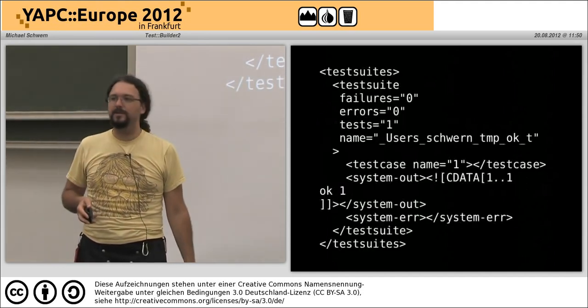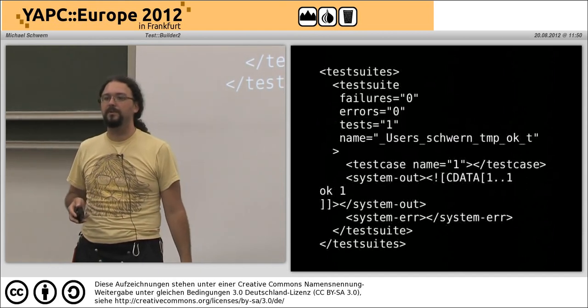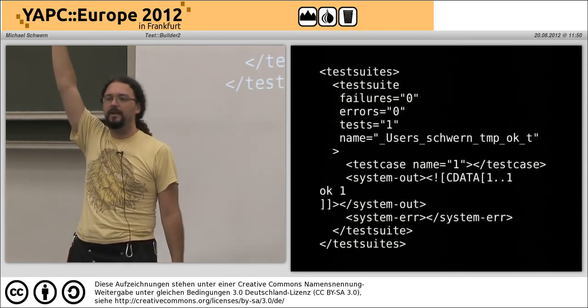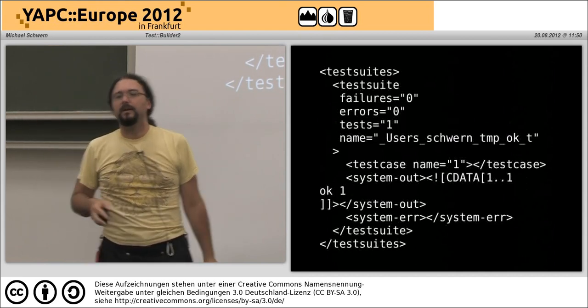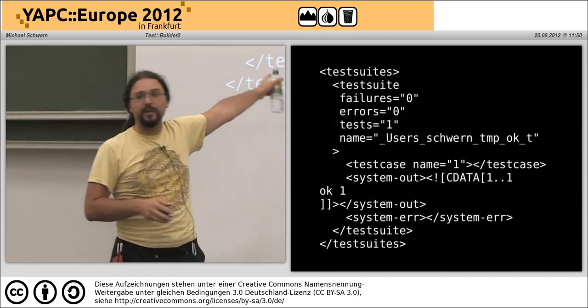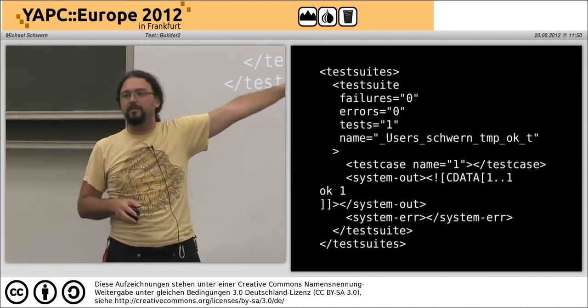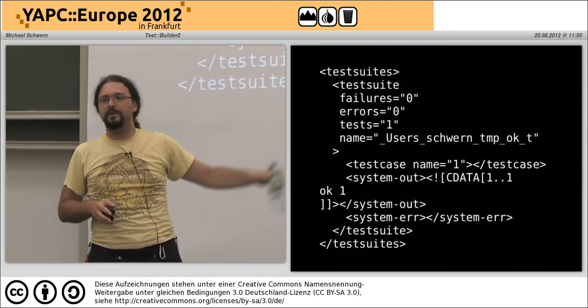How many people here use Hudson? Or Jenkins or whatever it's renamed into? The integration testing thing? A little bit, not a whole lot. Hudson really, really wants JUnit XML format. And there's a lot of testing tools that are already built around JUnit.